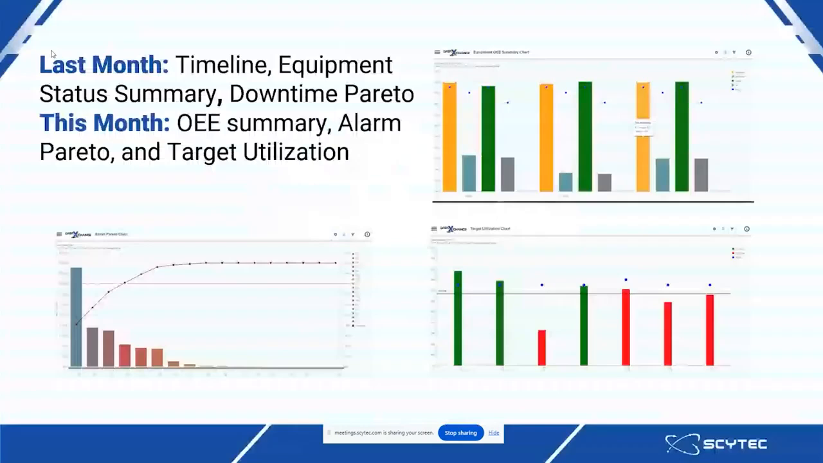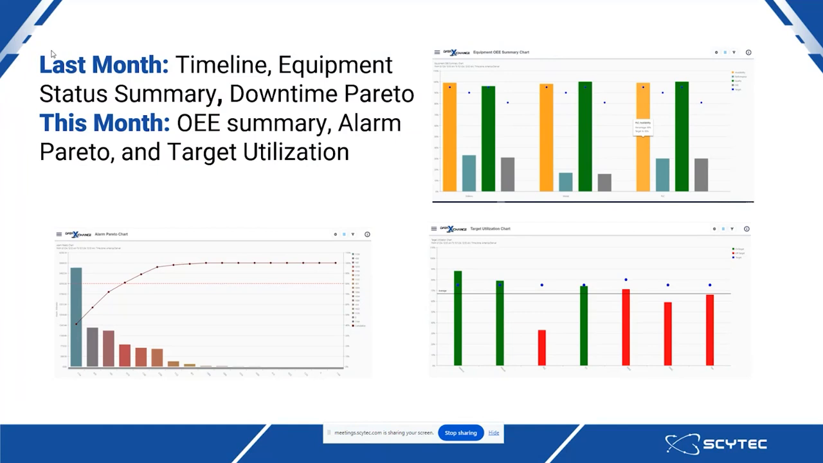Now, I'm going to be discussing some of the charts and dashboards. Last month, we went over the timeline chart, the equipment status summary, as well as the downtime Pareto chart. What you're looking at here in these images, and I'm going to be showing you a demonstration of them, is our DataXchange OEE summary, our alarm Pareto, as well as our target utilization. And you can see the OEE one there in that top right corner. Underneath that, we have our target utilization chart. And then next to that, we have our alarm Pareto chart.